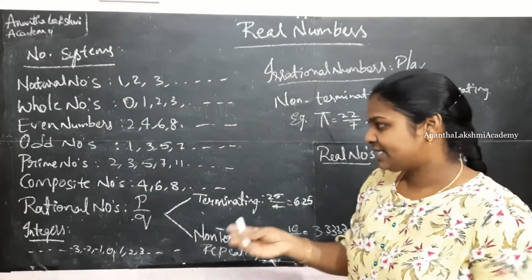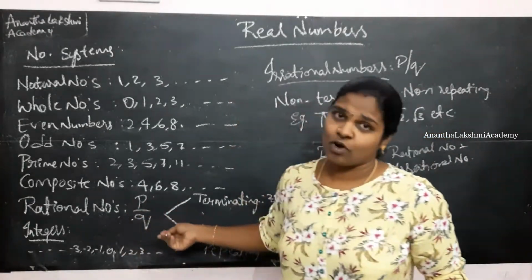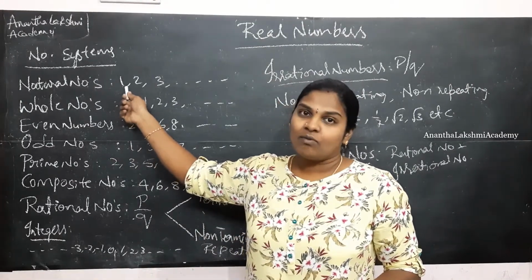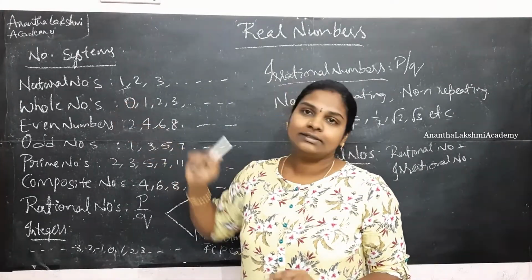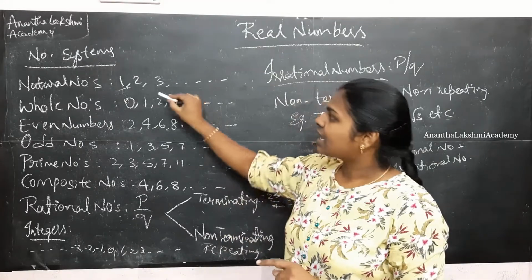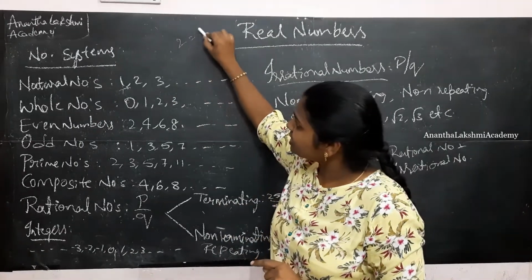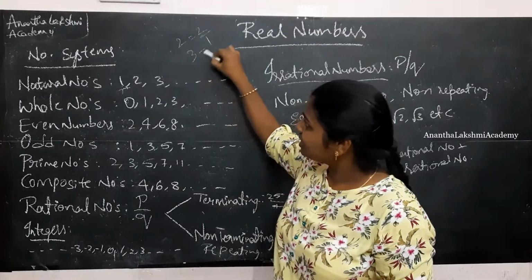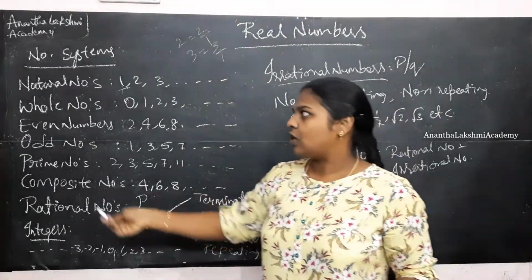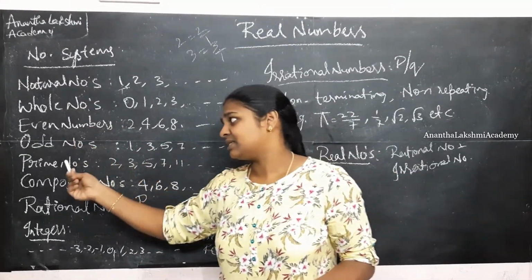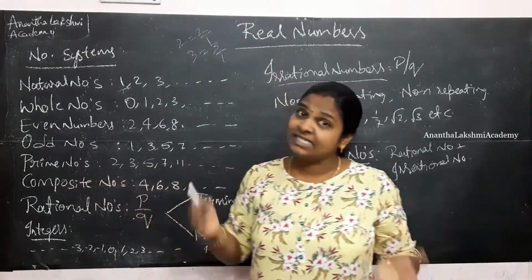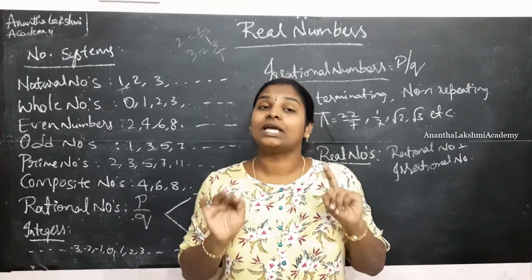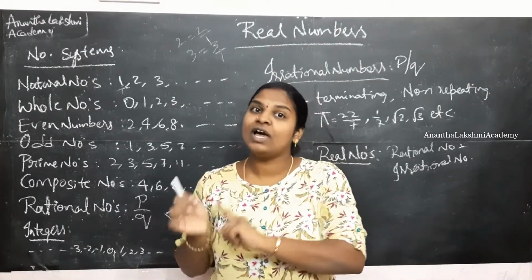Alright, when I said rational numbers are in the form p by q, now when I say a number is 1, what is the denominator in it? 1, isn't it? Can 2 be expressed as a fraction? Yes, the denominator will be 1. Can 3 be expressed as a fraction? Yes, the denominator will be 1. So for all the natural numbers, whole numbers, even numbers, odd numbers, prime numbers, composite numbers, integers, all the denominators are 1, which means they can also be expressed in the form of p by q.